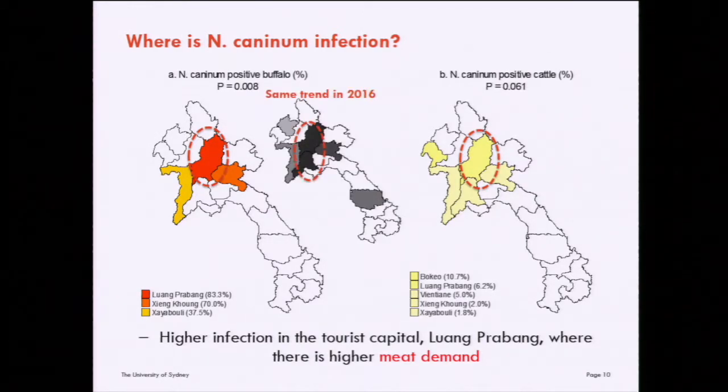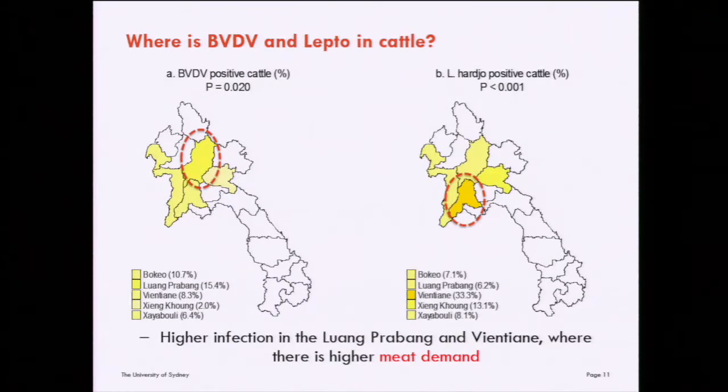In the 2016 pilot, the same trend was also reflected, except we did have buffalo samples from Vientiane, which is the capital province, where we do have a lot of animals being harboured, and we think it just confirms this link. So here we have BVDV in cattle on the left, lepto in cattle on the right. Again, we see the same trend of increased seroprevalence in either Luang Prabang or Vientiane.